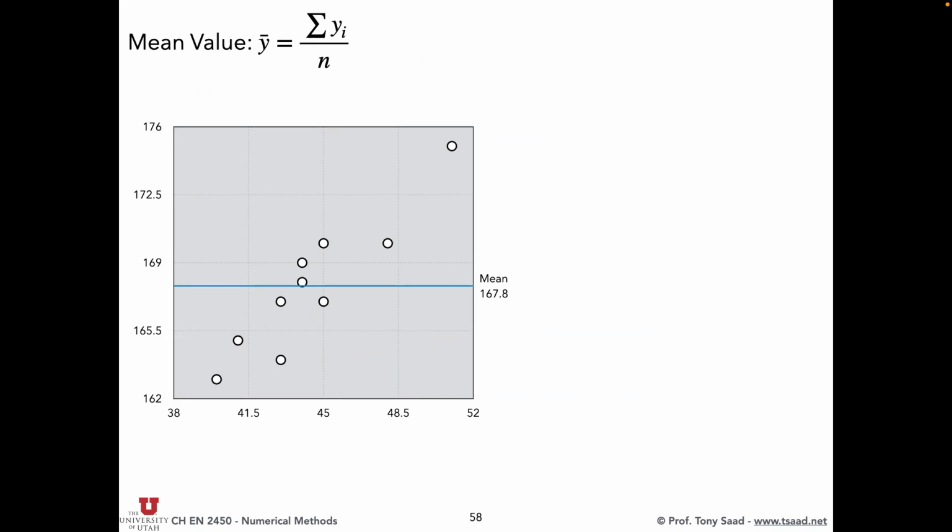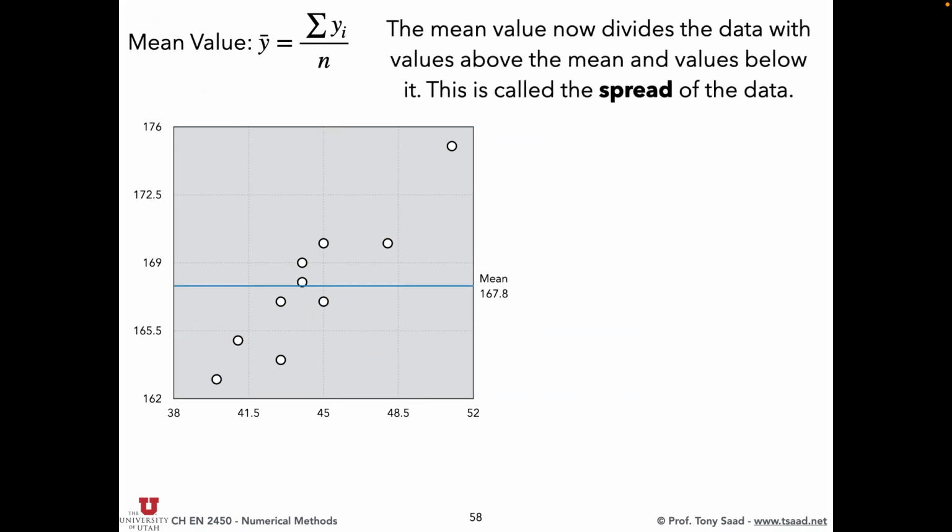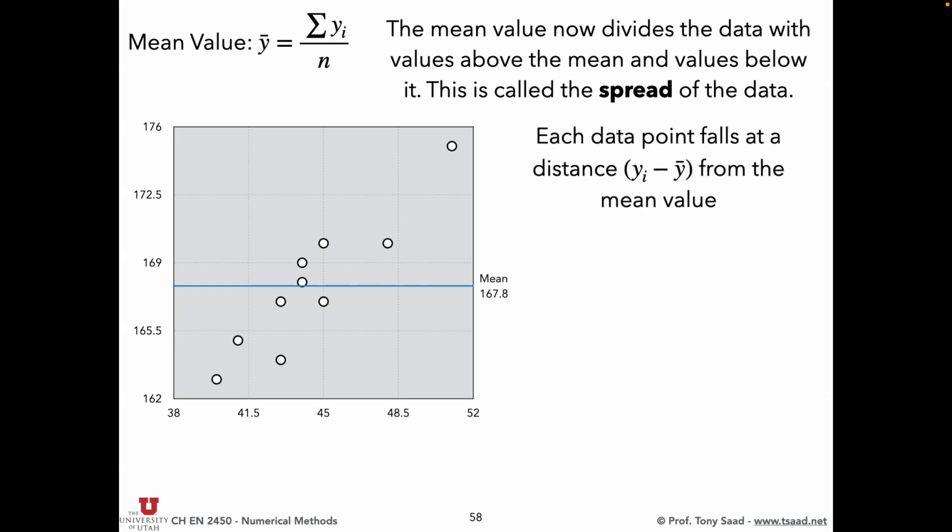Now, the mean value always divides the data between values above it and values below it. Not the median, this is the mean value. There are values that are higher than the mean and values that are lower than the mean. Now, each data point falls at a distance, call it yi minus y bar, from the mean value, and it's that distance in purple here. So y bar is your mean, yi is your numerical value for each one of those observations.